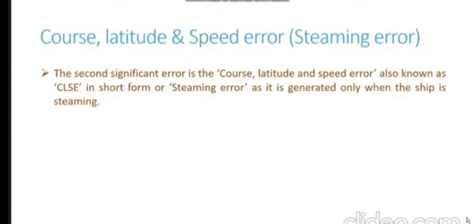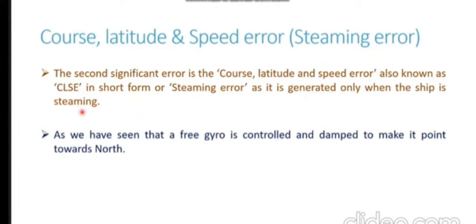Now moving on to the second significant error of the gyro compass, which is the course, latitude and speed error, in short known as CLSE, and the second name for it is the steaming error. Now why is it called steaming error? This is because it is generated only when the ship is steaming. When the ship is stopped, the error is not there; the error only appears when the ship is moving.